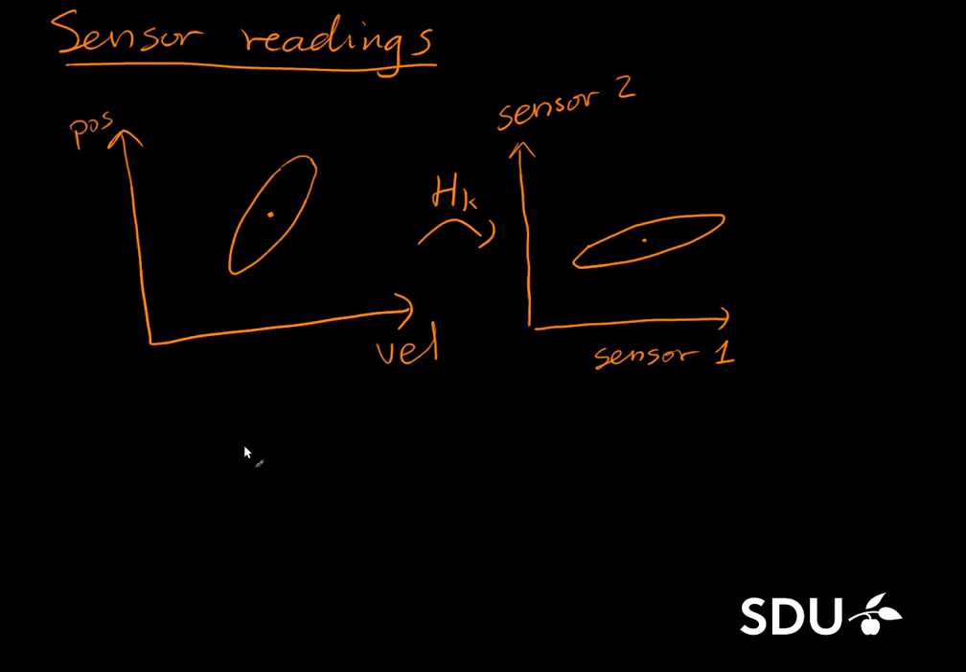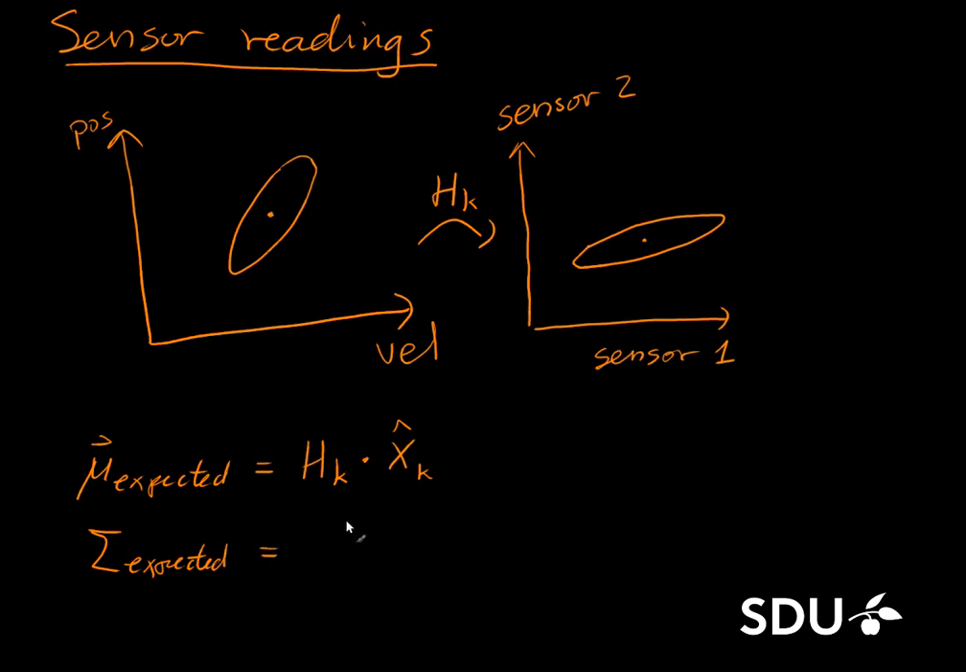So let's see, if we have this state space representation, how can we then predict what we expect the sensor will see? This is given by this mu expected down here, and it's a vector, given by multiplying this transformation matrix Hk with the current state estimate, like this.